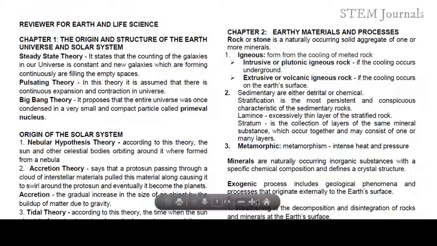Second, let us proceed to the origin of our own solar system. Again, how many planets do we have? Ilang planets meron ang ating solar system? Okay, kindly enumerate at least two planets that we have in our solar system. Mercury and Venus.